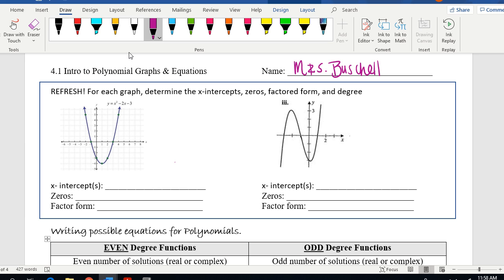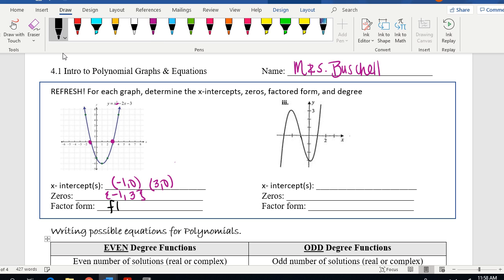So we were given a parabola, and we have a degree of 2 right there, so I should have 2 solutions or 2 x-intercepts. So my first x-intercept is going to be negative 1, 0. And my second one is going to be a positive 3, 0. X-intercepts and zeros are the same thing, just written different. So here are my two zeros, negative 1, 3.